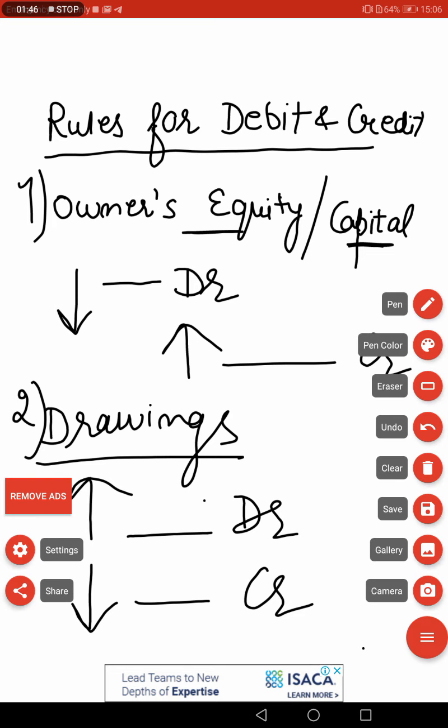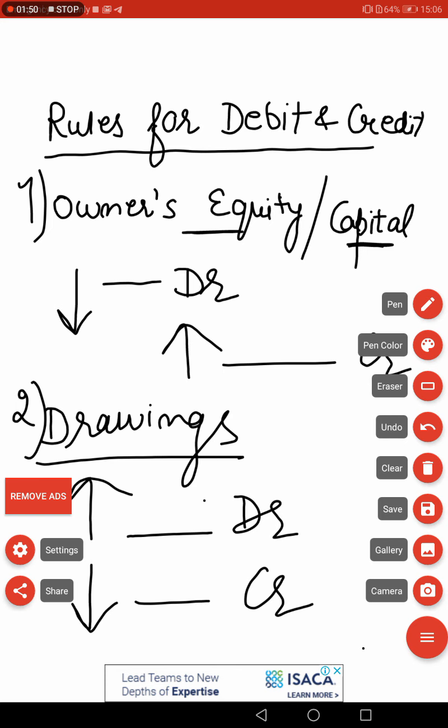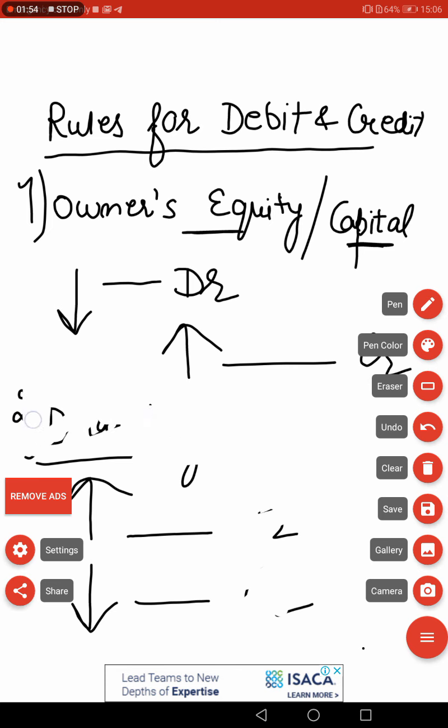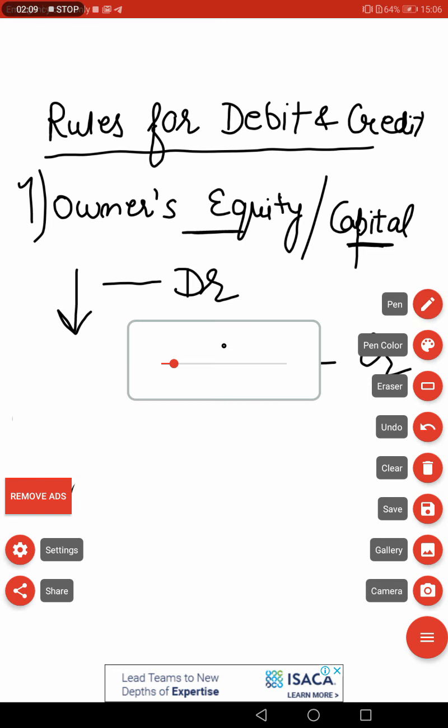So now I am going to start with the capital first. I will explain the example of capital, what will be the transaction and how we will pass the journal entry. Then I will take the drawing. So first is the capital.